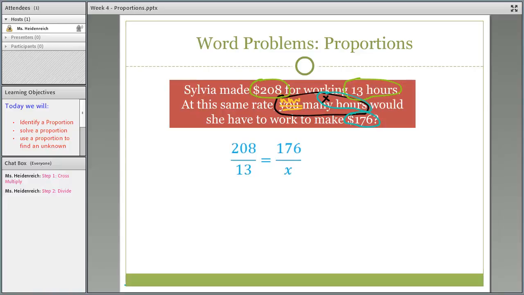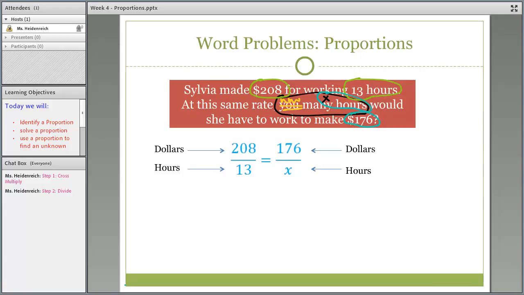And when you write a proportion, it's very important to keep the units consistent. So if you use dollars in the numerator, you have to do that for both fractions. And then you would use the other units, the hours, in the denominator. You can't mix it up. You can't put like 208 in the numerator on one side and then on the other side put the 176 in the denominator. You have to make the units match in your two fractions.